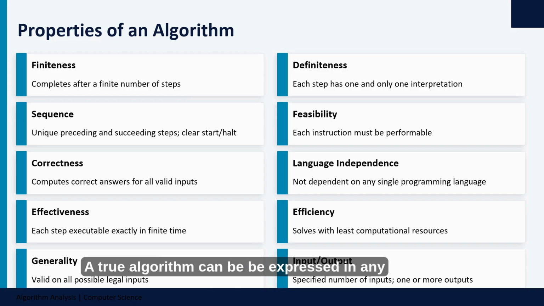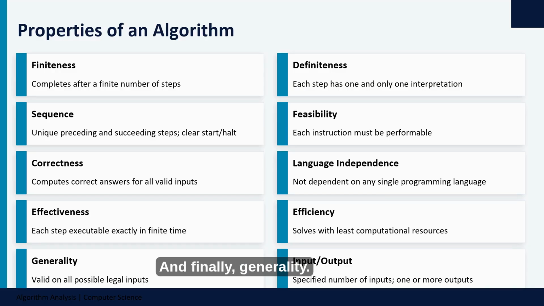Language independence. A true algorithm can be expressed in any programming language. It is not tied to one syntax. Completeness. It must fully solve the problem, not just part of it. Effectiveness. Each step must be executable in a finite amount of time. Efficiency. It should accomplish its goal using the least possible computational resources. And finally, generality. The algorithm must work across all valid inputs, not just specific cases. If any of these properties is missing, what you have is not truly an algorithm.